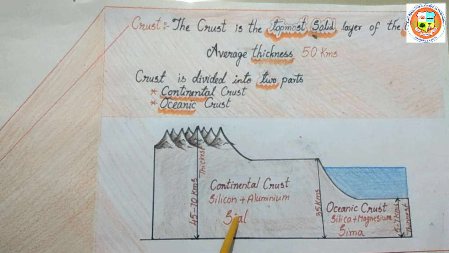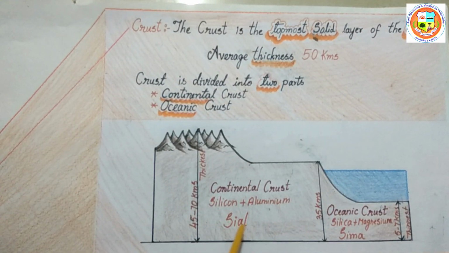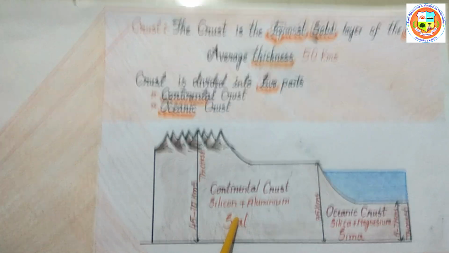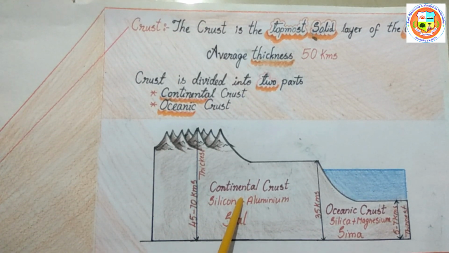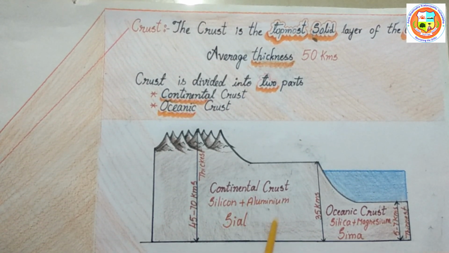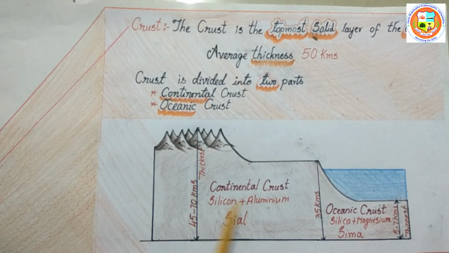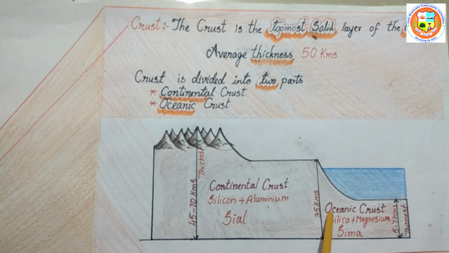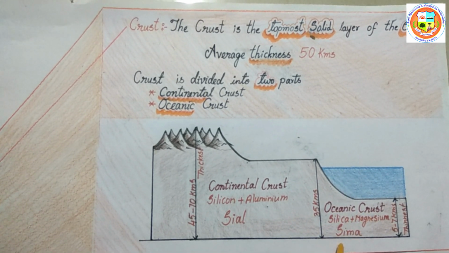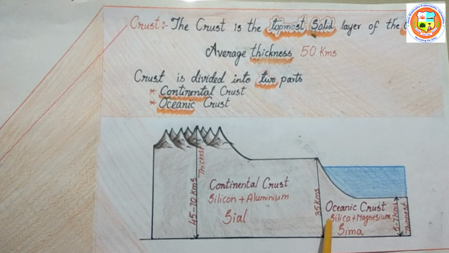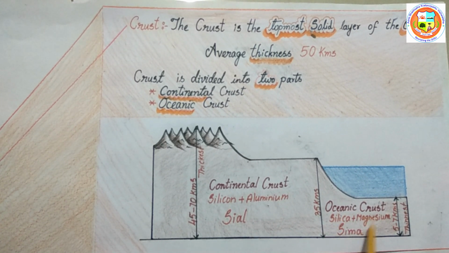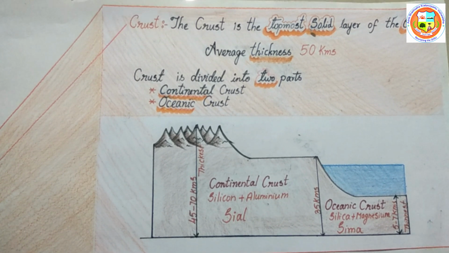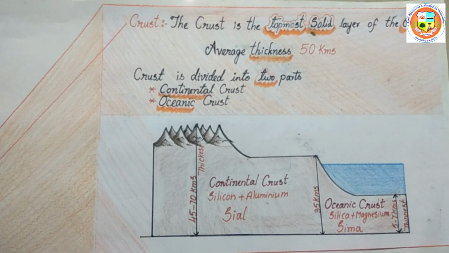The continental crust is also called Sial because it is rich in silica and aluminium, and the oceanic crust is called Sima because it is rich in silica and magnesium.